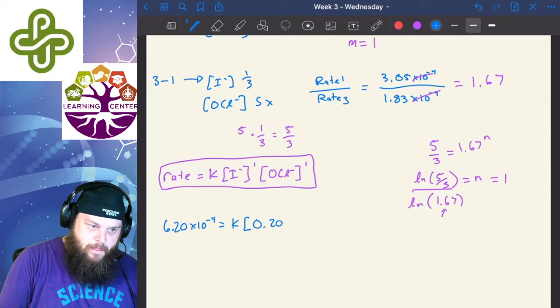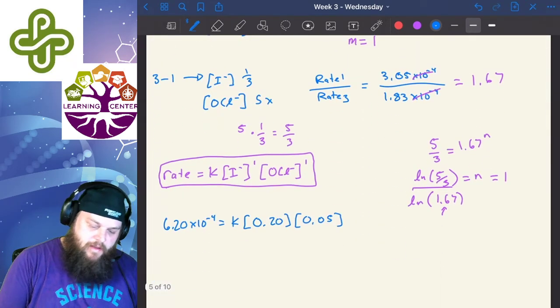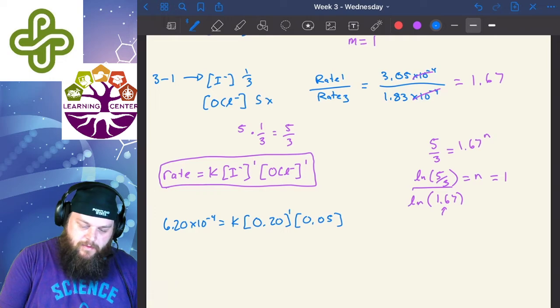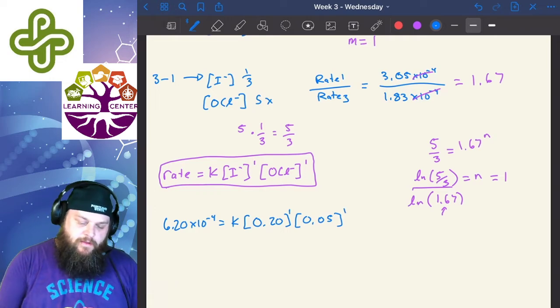0.020 times 0.05. Yeah, I got that right. Okay. And these are both to the first power. That power doesn't matter in this case because it's just a 1 there.